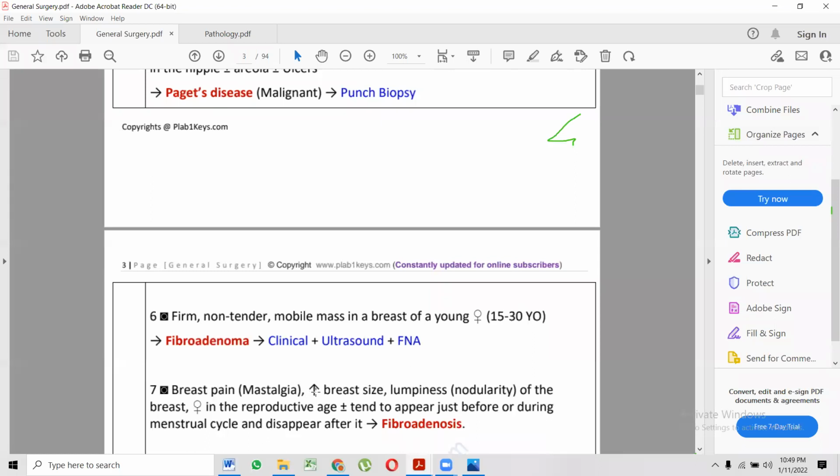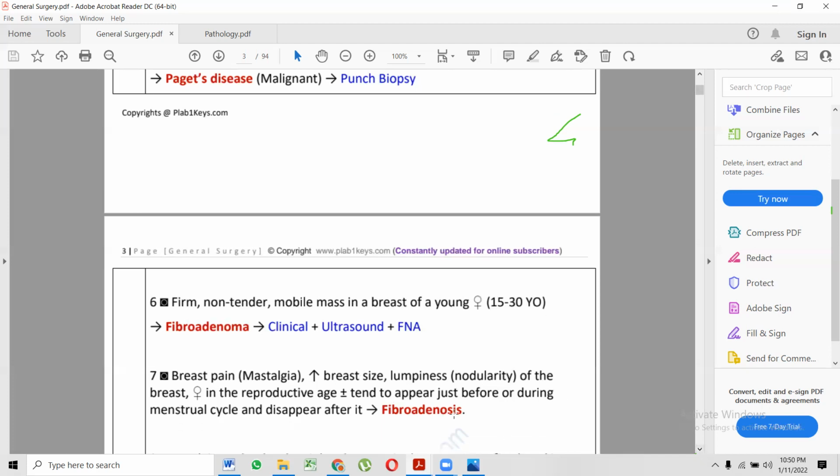Now, breast pain and increase in the lumpiness or nodularity of the breast in the reproductive age, which has an association with the menstrual cycle. Breast pain and nodularity that appears just before the menstrual cycle and disappears after it. The diagnosis is most likely fibroadenosis. Breast pain, only breast pain that is intermittent and has no association with the menstrual cycle, is called non-cyclical mastalgia. Breast pain without any nodularity or lumpiness that has an association with the menstrual cycle is cyclical mastalgia.